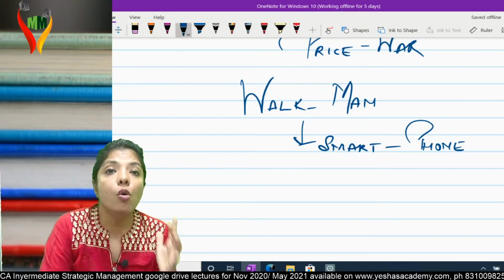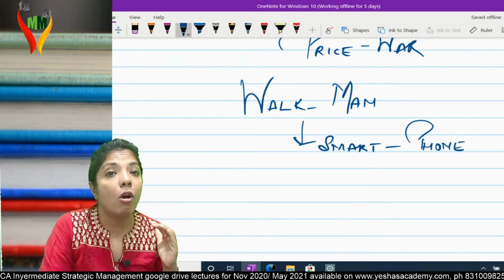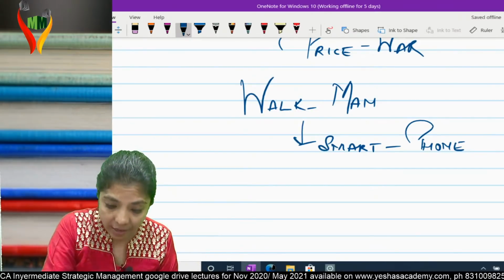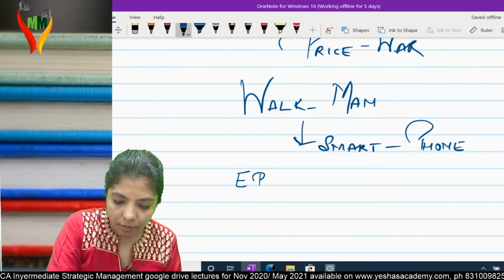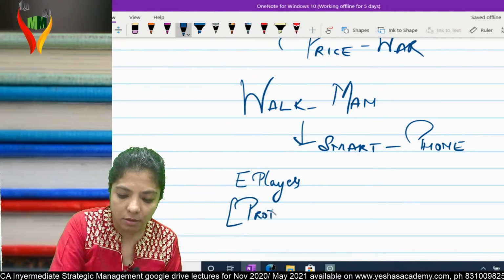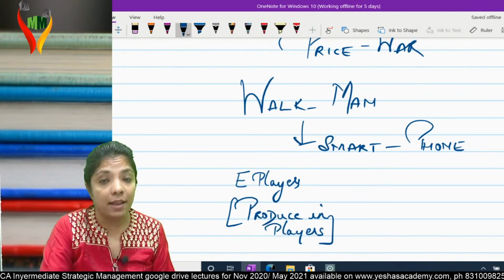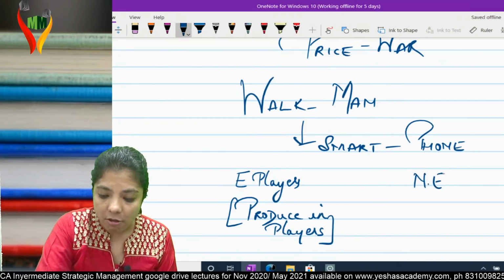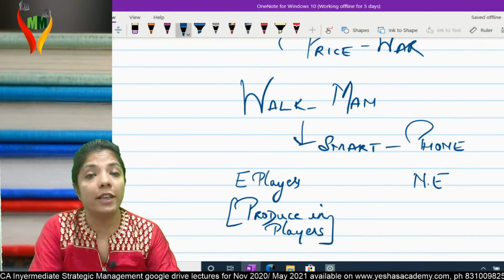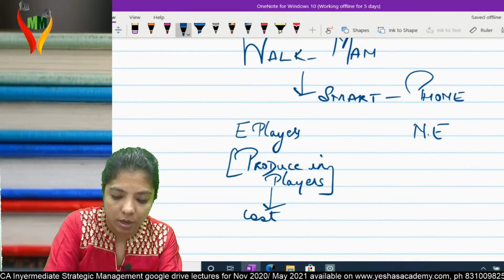And tell me, who is going to produce in bulk? The one who is already a player in the market, who already has big orders. That means existing players will produce in bulk. Am I clear? New entrants will not have that many orders, so they cannot produce in that quantity. So his cost per unit will be less.